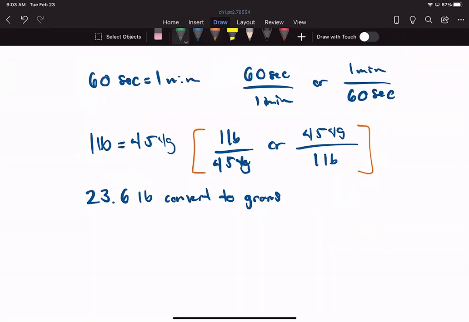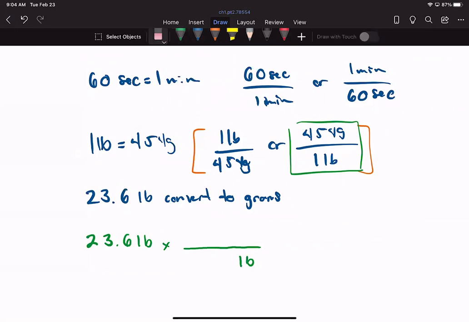So if I start out with 23.6 pounds, I need to set this up so that I could cross cancel. And the only way I can cross cancel is to cancel something in the numerator to something in the denominator, which means I'm going to specifically need this. Both of these conversion factors will not work in order to cancel this out. If I use the wrong one, this is what happens.